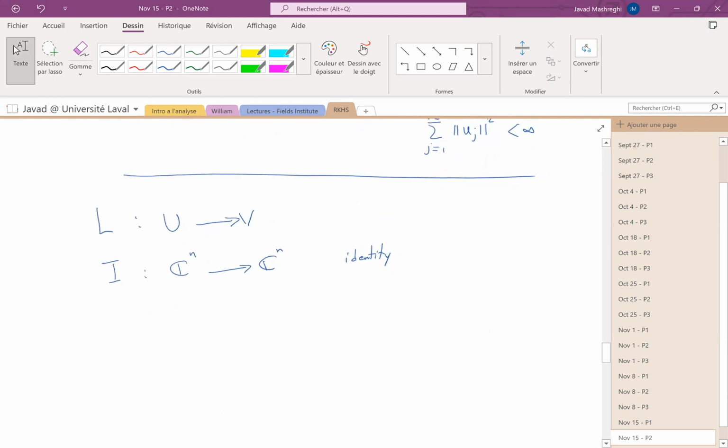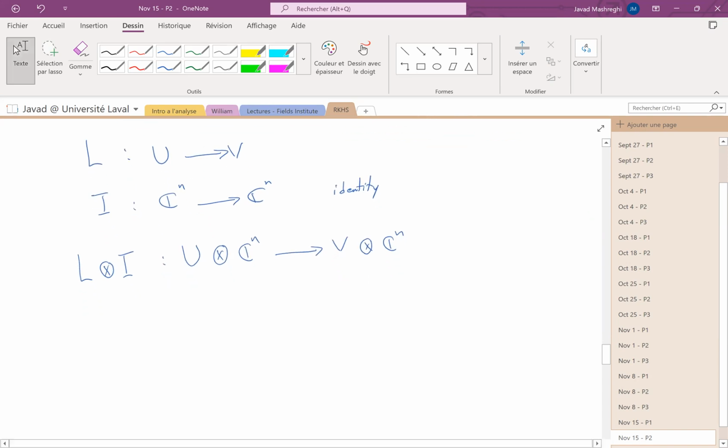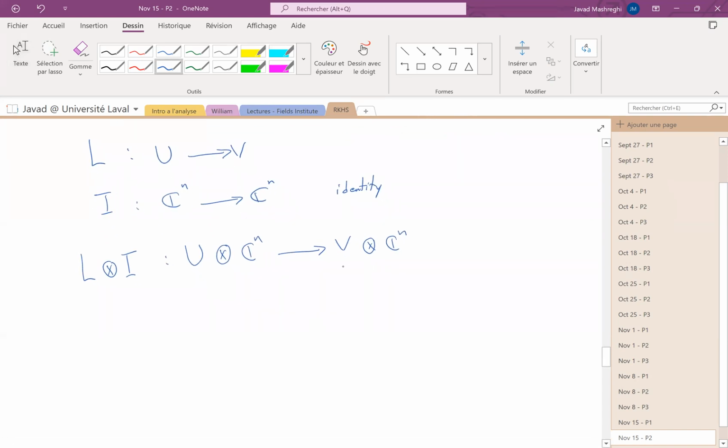As before, but before we had map T, map S, and we form S tensor T. Now we form L tensor I from U tensor Cn to V tensor Cn. Precisely as before. And how did it work? It mapped an element here to an element here with the operation of this.